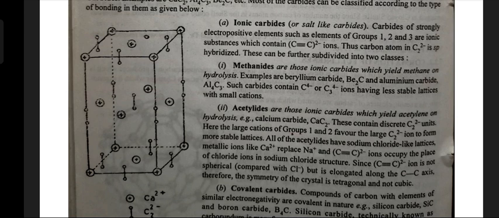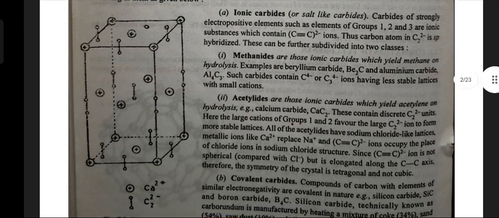These can be further subdivided into two classes. The first is methanides, which are ionic carbides that yield methane on hydrolysis. Examples are beryllium carbide and aluminum carbide. Such carbides can contain C4 negative or C3 4 negative ions, having less stable lattices with small cations.